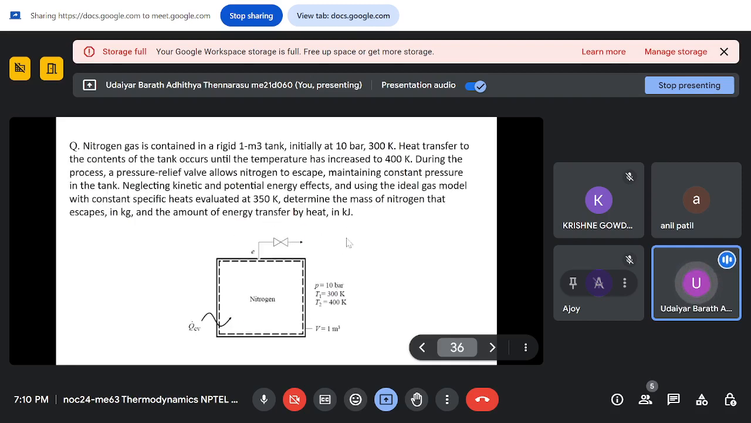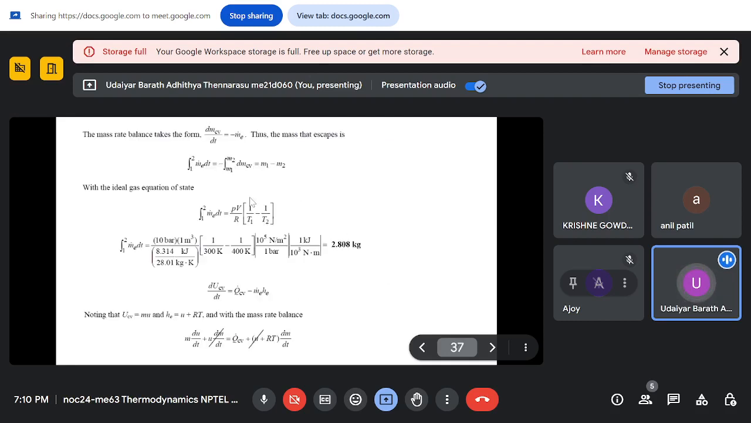Here your pressure is the same, which is 10 bar, so you can take that out. Your volume is also the same, which is 1 meter cube. R of nitrogen is also the same, which we can find by 8.314 divided by the molecular weight, which is 28. So we can take PV by R common, into 1 by T1 minus 1 by T2. We know the temperature at state 1 is 300 Kelvin and state 2 is 400 Kelvin. So substituting that, we can find out the mass which is going out, which is equal to 2.808 kg.